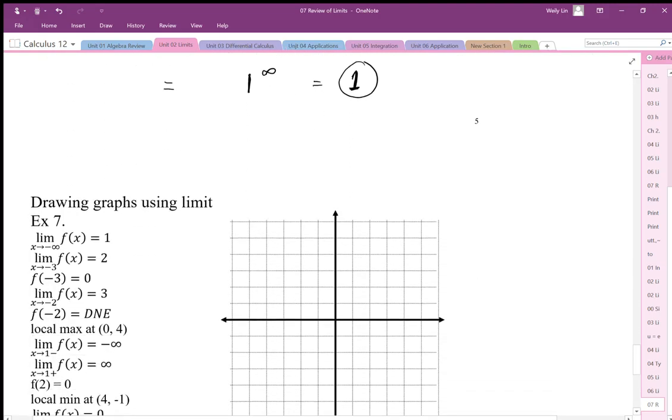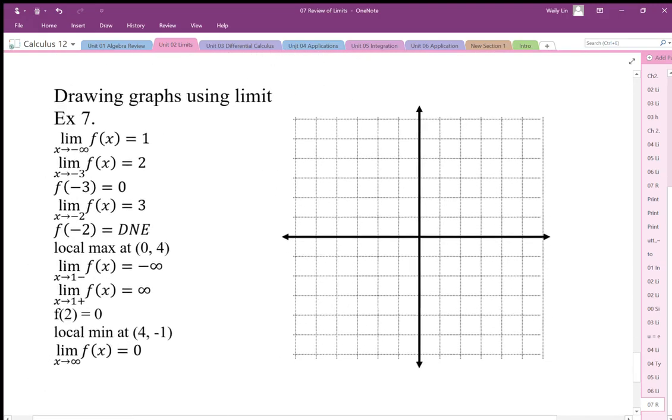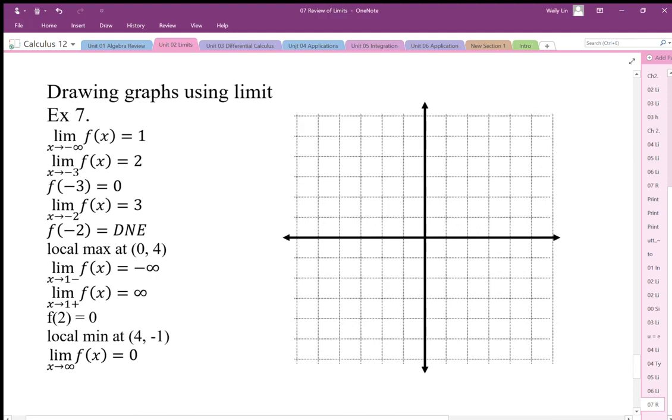Okay, so let's just do this last one. We can use limits to help us draw graphs as well. These different limit statements tell us something about the graph. As x goes to negative infinity, we can see that f of x goes to 1. Well, what does that mean? That means that we have on the negative side a horizontal asymptote at 1.